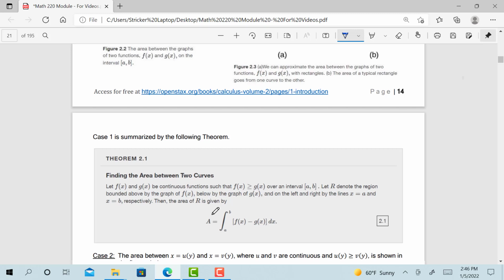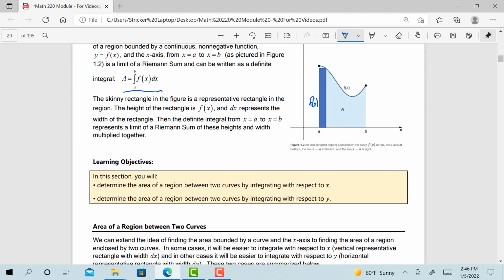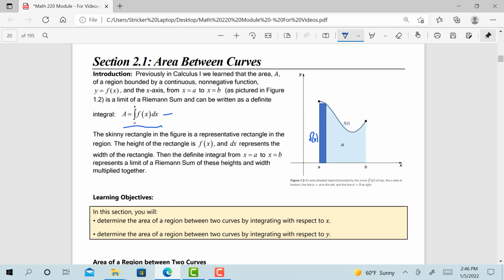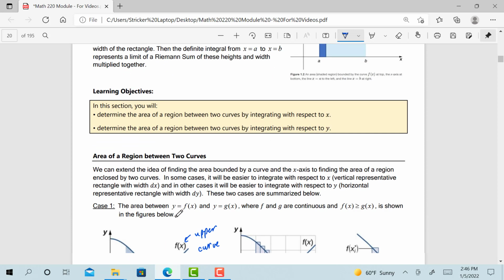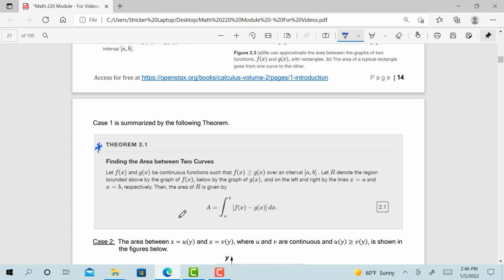And the integral that we would use in this case is going to be the one that you see here in Theorem 2.1. So it's going to be the integral from a to b, but instead of integrating f of x dx like we did back in Calculus 1, instead of calculating this, we're going to replace f of x with the difference between the top function and the bottom function. So we're going to use this integral right here.